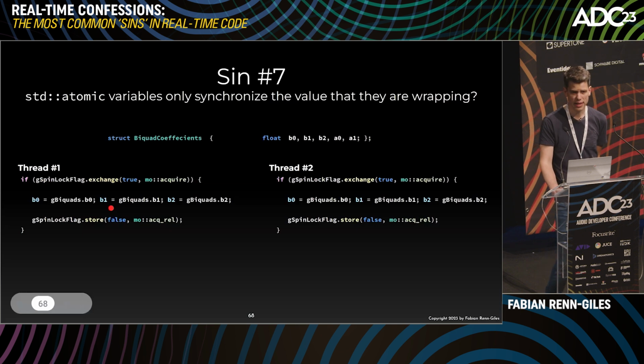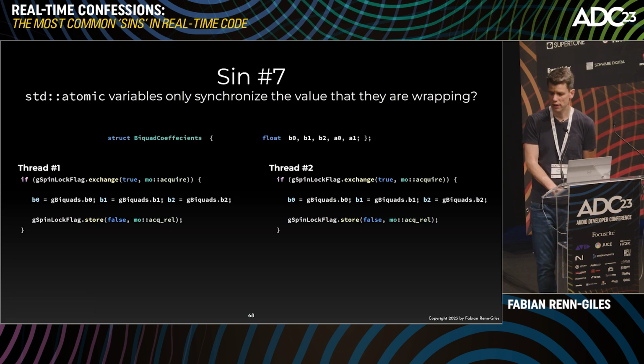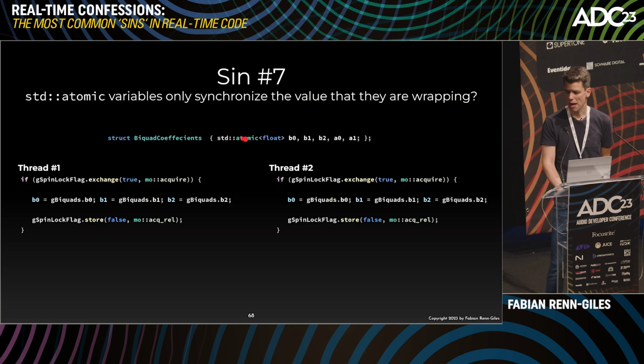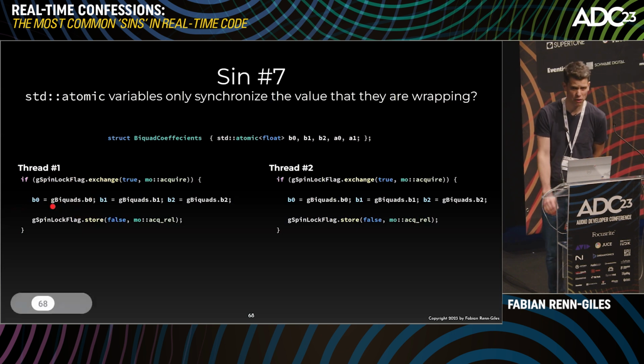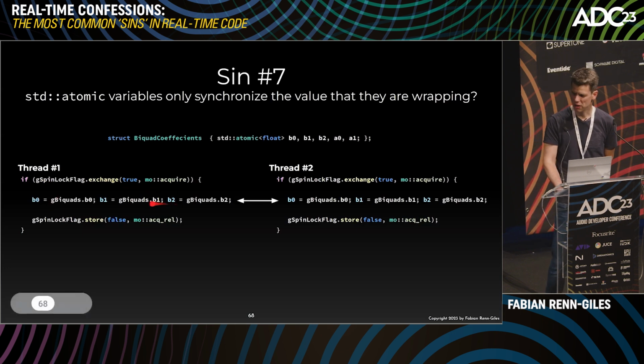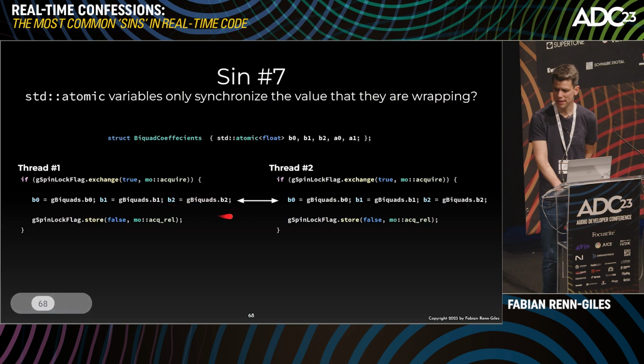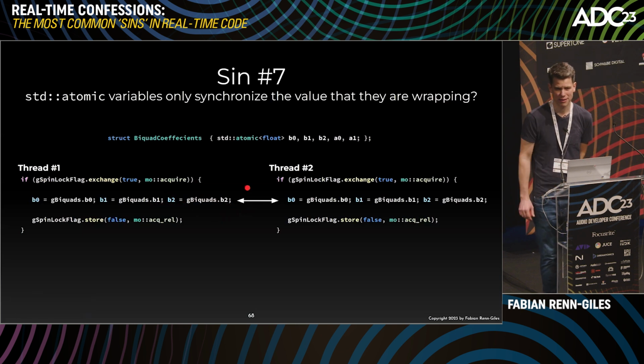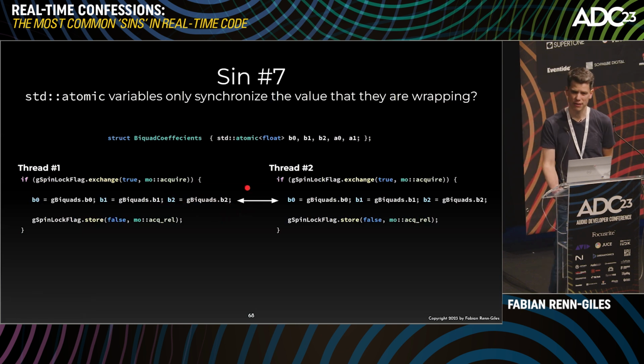Now, what I often see in people's code is that they wrap these B's in atomics. All of the elements in here, they wrap in atomics, although it's already guarded by a critical section. So the question is, do we need to wrap these elements in atomics? And if you think about it, we're accessing these B's on 2 separate threads. So are we introducing a data race?